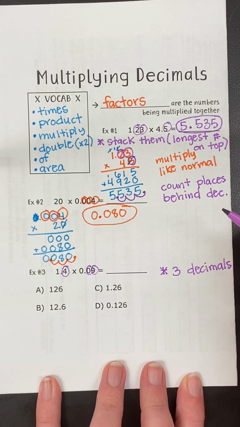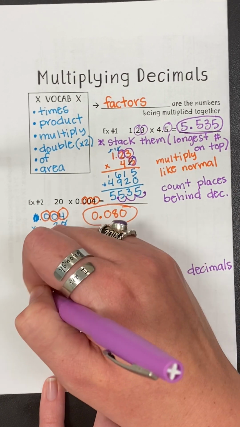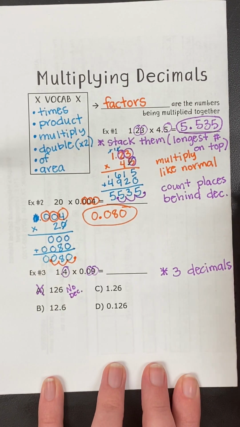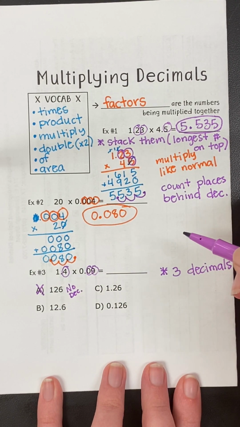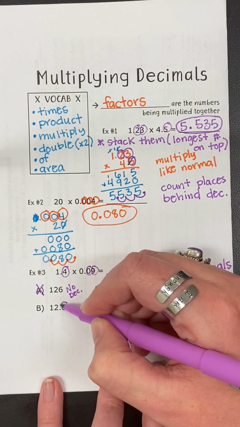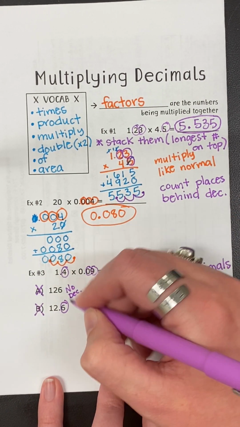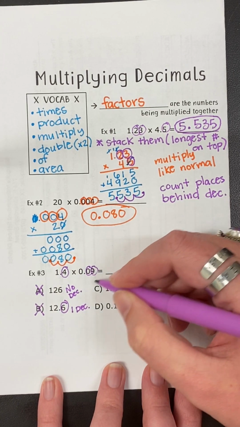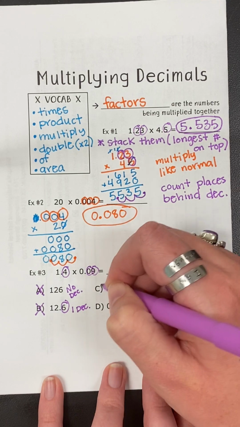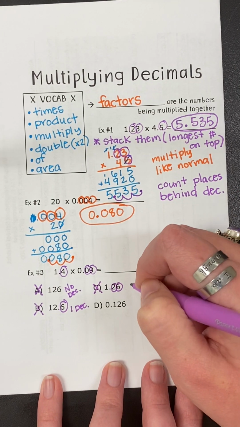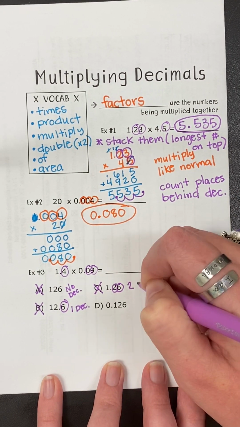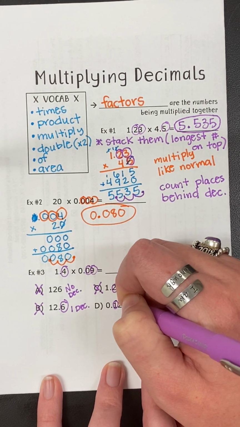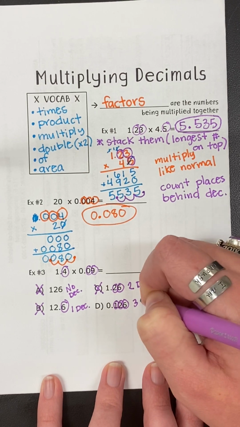126. Does it have 3 decimal places? No. It has no decimals. B, how many numbers does it have behind the decimal? Just 1. So it just has 1 decimal. That can't be our answer. We're looking for 3. All right, C has 2 numbers behind the decimal. It's not going to work for us. So that only had 2 decimals. And then D is 1, 2, 3. There we go. 3 decimal places.